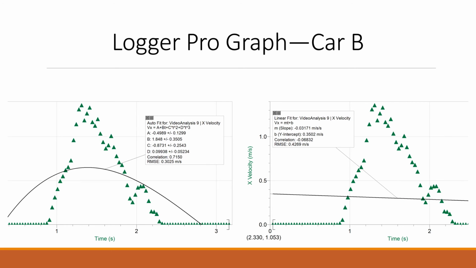Now moving on to car B, similarly, I used the video analysis program from Logger Pro, and these were the data points I got for the velocity time graphs. Again, on the right hand side, this is the linear fit. However, the linear fit did not really best fit the curve, so I used this curve as it was a bit closer. And again, the velocity is positive as it is above the x-axis. This also means the acceleration is also positive.